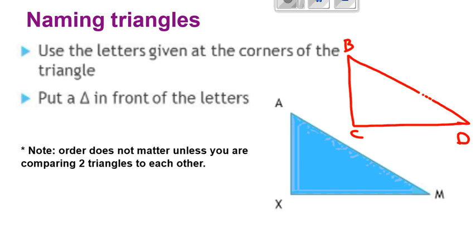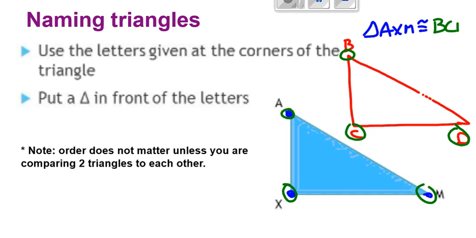So if I'm going to name the triangles, or call them similar triangles, which is what we'll be doing in the units to come, if I'm going to name this triangle AXM, and I want to say that's congruent to the other triangle, I have to go in the same order. So since I started with A on this one, I have to start with the same position on the other one. So I went A to X, and then to M, so I'm going to go B to C, and then to D. So B, C, D.